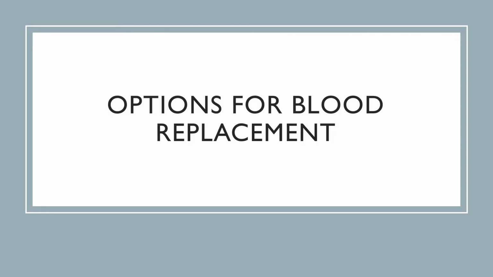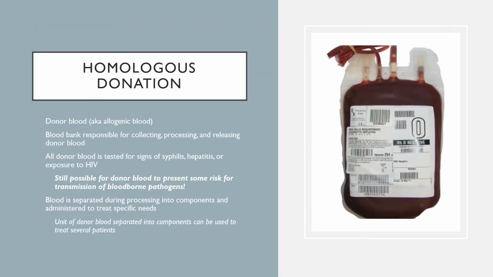All right, let's go through some options that we have available for blood replacement. The first one we're going to talk about is the homologous donation. This is donor blood, otherwise known as allogenic blood. So this is the blood that we are getting from the blood bank that has been donated by other people. The blood bank is responsible for collecting, processing, and releasing all donor blood.